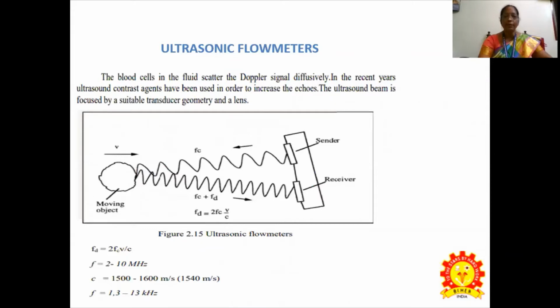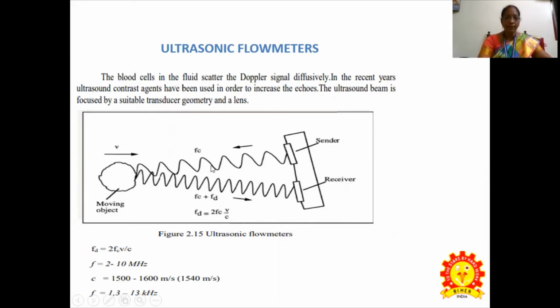The first type of flow meters which we are going to discuss is ultrasonic flow meters. The blood cells in the fluid scatter the Doppler signal diffusively. In recent years, ultrasound contrast agents have been used in order to increase the echoes. The ultrasound beam is focused by a suitable transducer geometry and a lens, as shown in the diagram. The sender sends the ultrasonic signal to a moving object, and it is reflected and collected by the receiver.